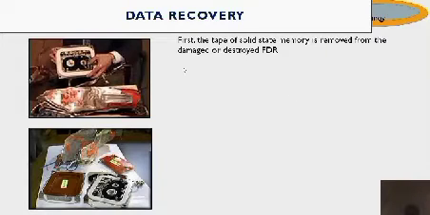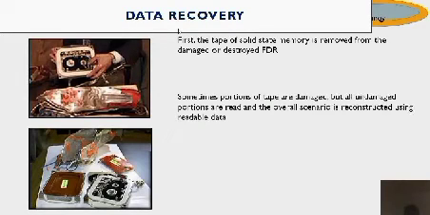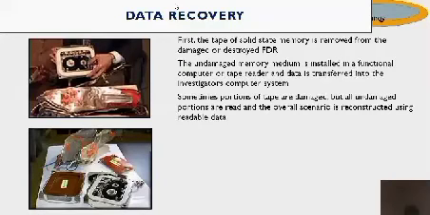Data recovery. First, the tape or solid-state memory is removed from the damaged or destroyed FDR. Sometimes portions of the tape are damaged, but all undamaged portions are read, and the overall scenario is reconstructed using readable data. The undamaged memory medium is installed in a functional computer or a tape reader, and data is transferred into the investigator's computer system.